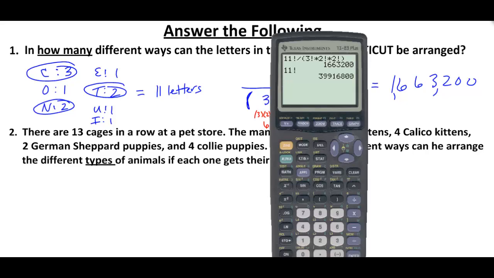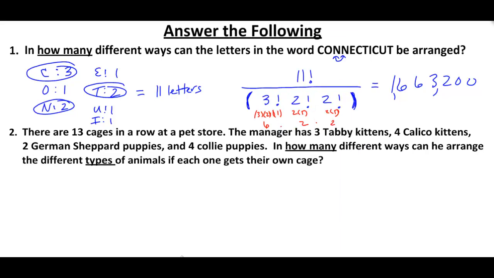Okay, so let's look at the last example here. There are 13 cages in a row at a pet store. The manager has 3 tabby kittens, 4 calico kittens, 2 German Shepherd puppies, and 4 collie puppies. And how many different ways can he arrange the different types of animals if each one gets their own cage? Now, this one stresses the word types.